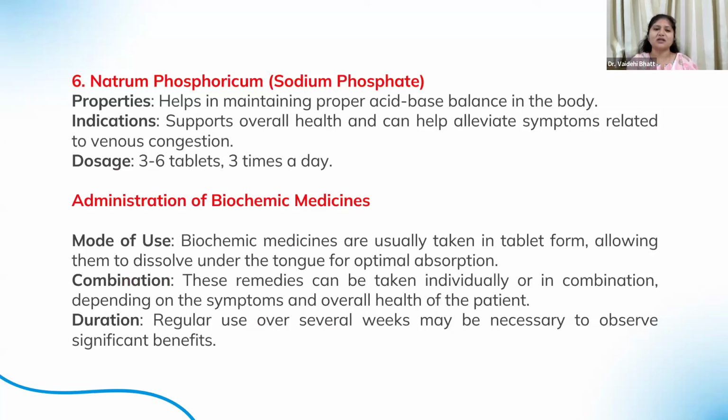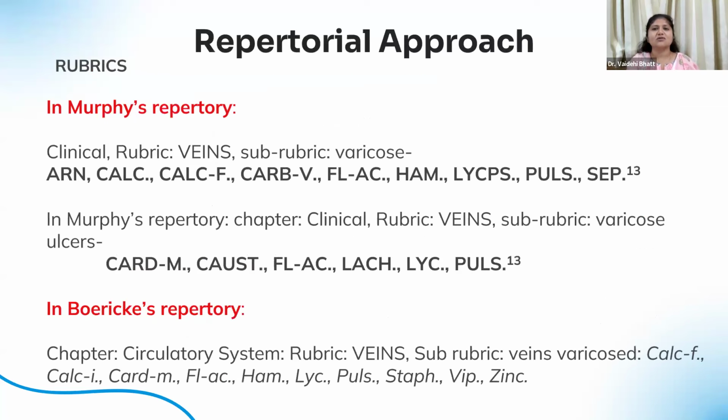So depending on the condition, we can give different doses of the biochemic remedies, or we can use these medicines in combinations also. As we know, these are the supplements or sources from the Schuessler salts. So in a repertorial approach, we can find various rubrics in various repertories with a lot of medicines indicated for the various complications or indications or clinical conditions with varicosity.